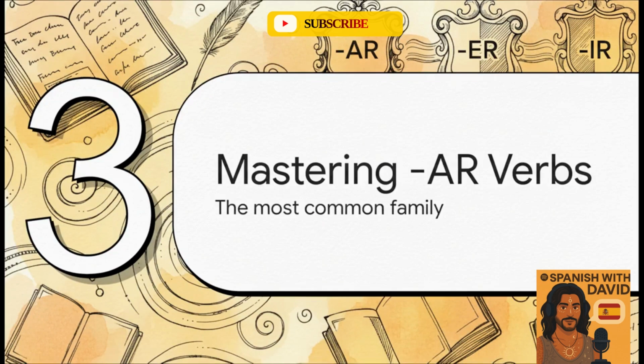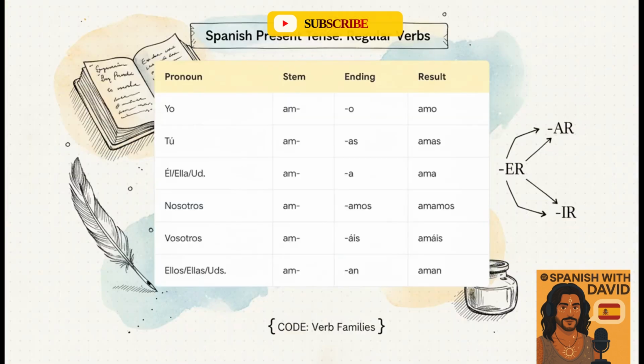Okay, let's put this formula to the test. And we're going to start with our first family, the AR verbs. Why here? Because these guys are the most common verbs in all of Spanish. If you can get these down, you've already unlocked a massive chunk of the language. All right, check this out. We're using our example amar. See how the stem, am, stays exactly the same all the way down? The only thing changing is that little ending.